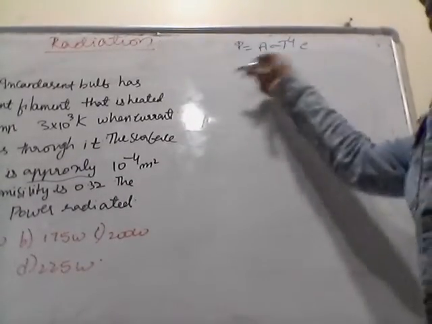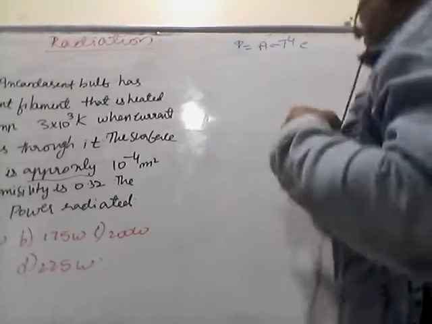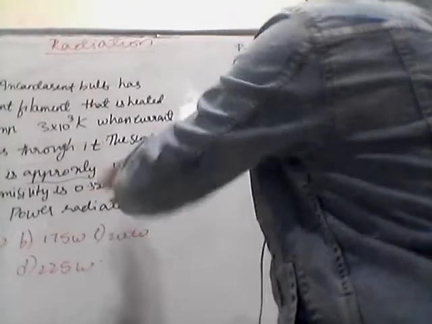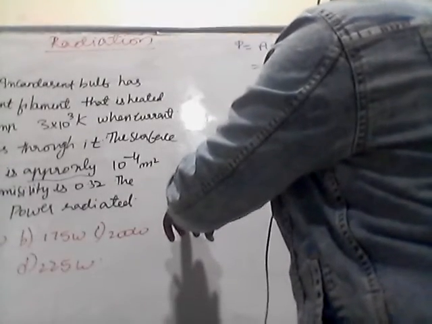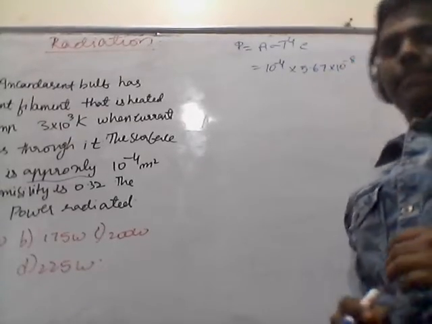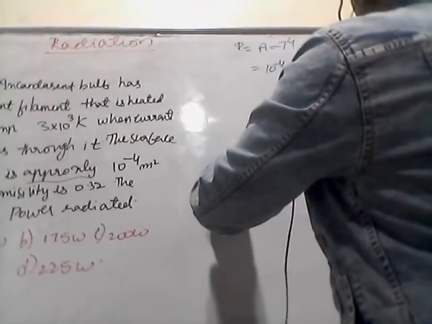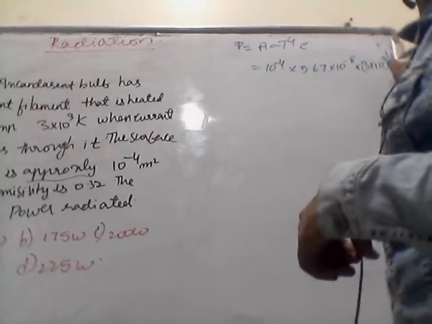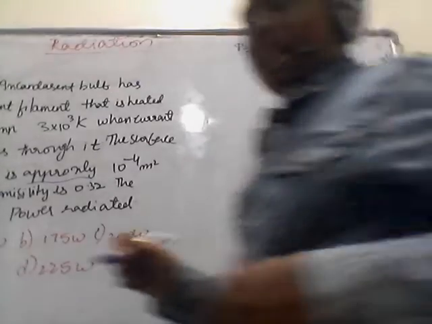If you get this formula, then all the simplification is there to deal with. Now, the area they have given as 10 to the power of minus 4. Sigma, they didn't give the value, but we know it, 5.67 into 10 to the power of minus 8. Then the temperature is given as (3 into 10 to the power of 3) whole power 4, into the emissivity, which is given as 0.32. This is the emissivity given to us.